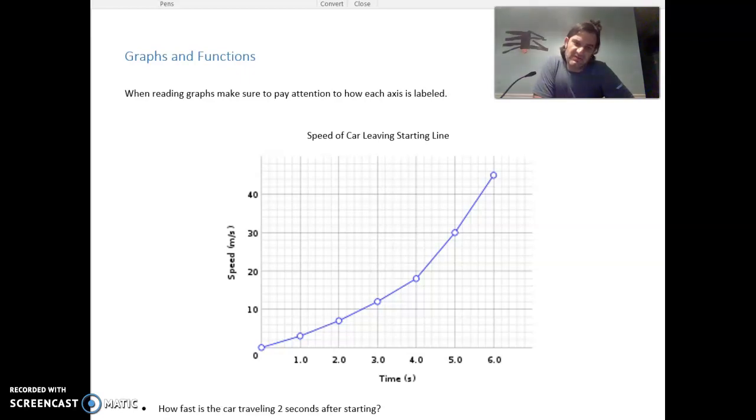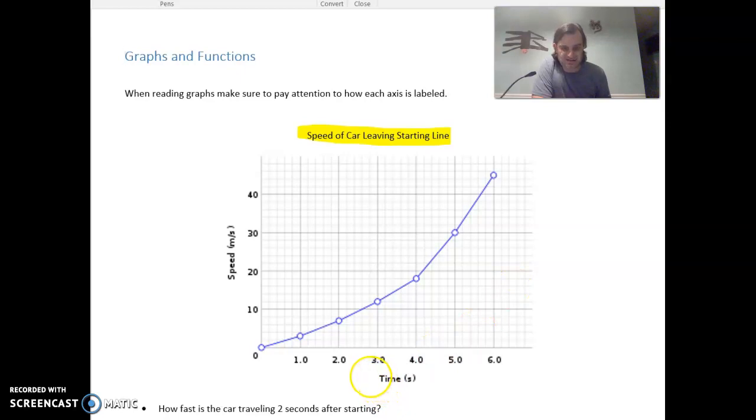So first of all, we've got a graph here, and I say when reading graphs, make sure you pay attention to how each axis is labeled. Sometimes you might be familiar with the material, sometimes you might not. But the title of this graph, if it has one, is Speed of Car Leaving Starting Line.